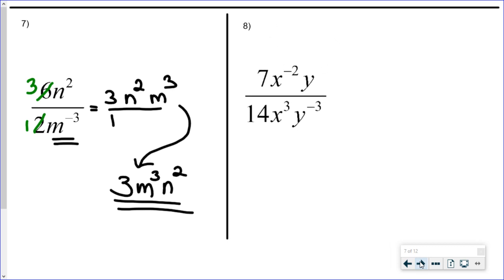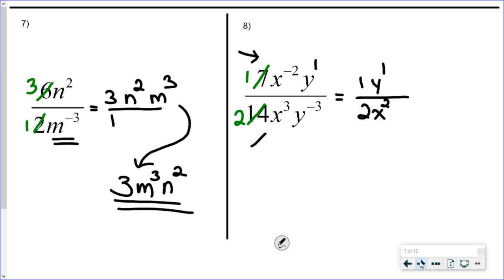Okay, let's do the same thing here. Write this side by side. So again, the 7 and the 14 becomes 1 over 2. Okay, then I'm going to start with the top. That has to move to the bottom, but the y to the power of 1 stays.